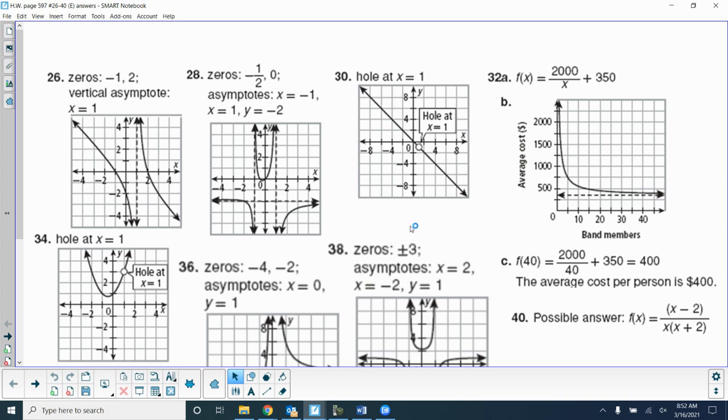So the zeros for 26 are -1 and +2. Again, those are points. That's where the graph crosses the x-axis. -1, +2. All right. Vertical asymptote is x equals 1. And there is no horizontal asymptote.